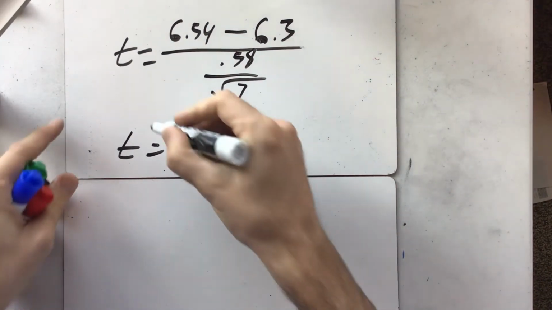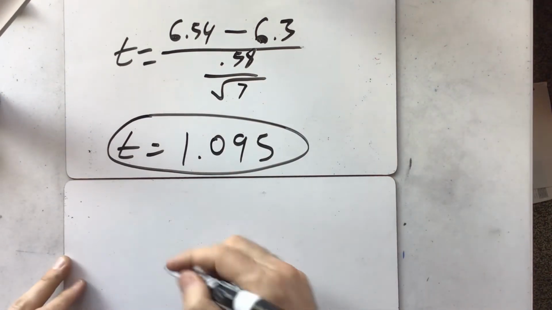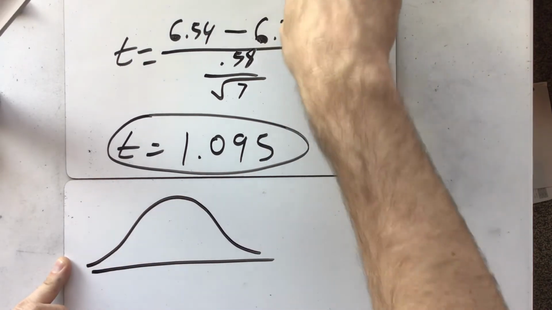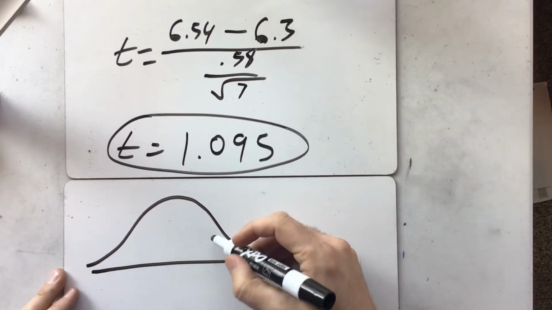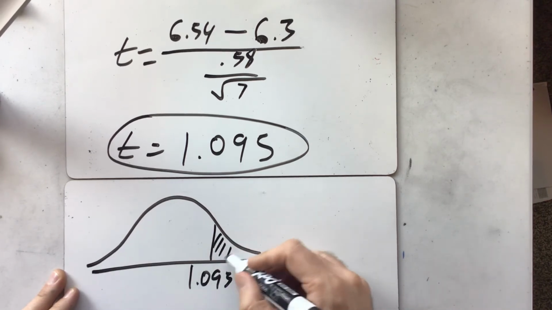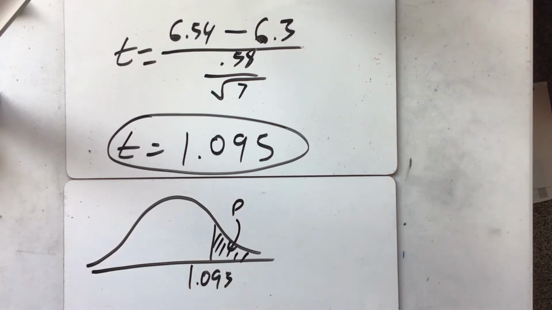So this is my test statistic. This is worth circling probably. And now I'm ready to do my p-value. I know from the fact I used a greater than earlier, I know that I'm going to put 1.095 on here, and I'm going to shade the greater than side. So I know that p is going to be this right-hand side.